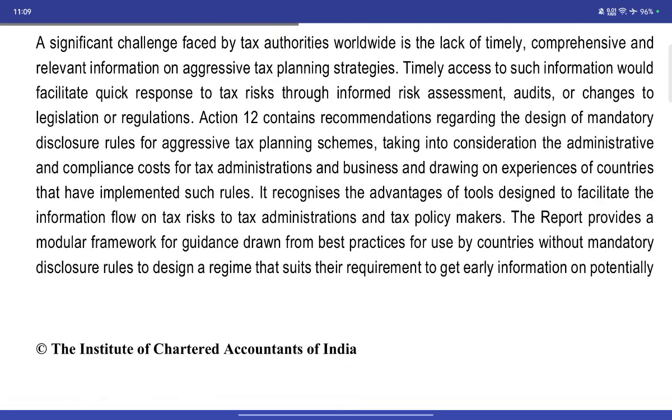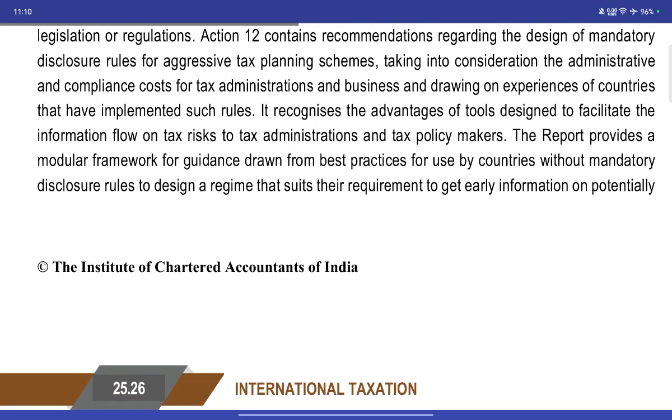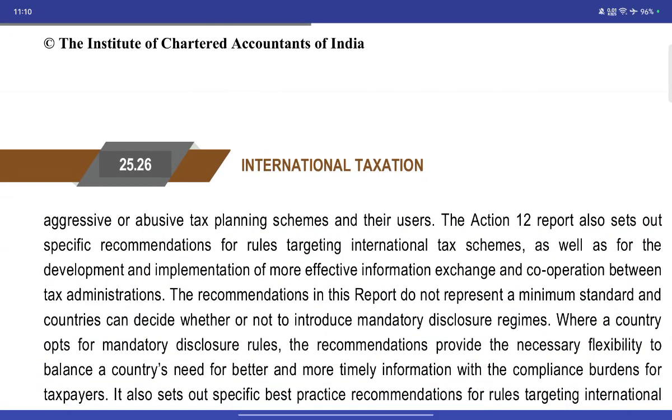The action contains recommendations regarding the design of mandatory disclosure rules for aggressive tax planning schemes, taking into consideration the administration and compliance costs of tax administrations and businesses, drawing on experience in countries that have implemented such rules. It recognizes the advantages of tools designed to facilitate information flows and tax risks to tax administrators and tax policy makers. The report provides a modular framework to guide countries without mandatory disclosure, to design a regime that suits their requirement of early information on potentially aggressive or abusive tax practice schemes.